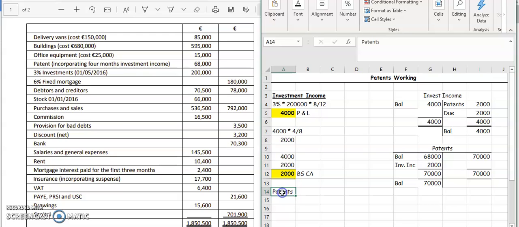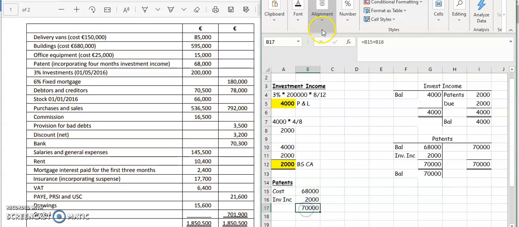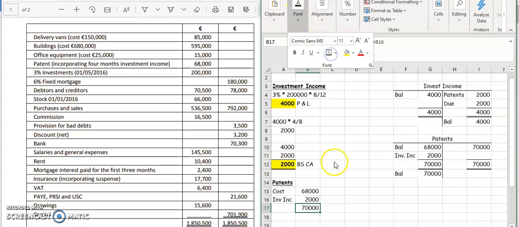So your patents then, as per the question, there's 68,000. The investment income is 2,000. So we're adding these on. Why? Because of the double entry. So let's do this here first. 68,000 plus 2,000 was 70,000. So that's the value of our patents.